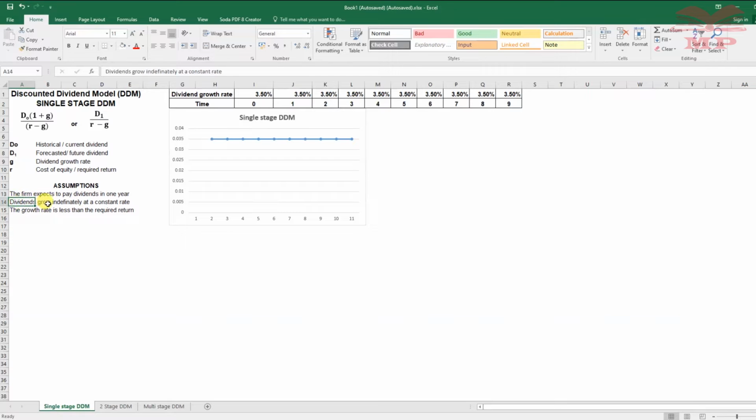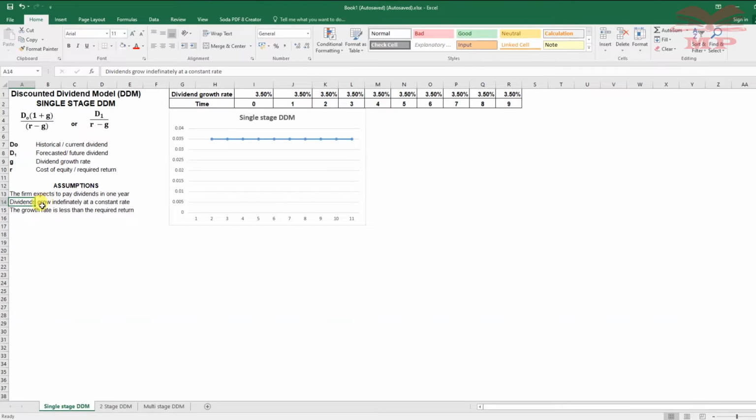The next assumption is that dividends grow indefinitely at a constant rate. So the growth rate is constant, and this graph depicts that constant growth rate. You can see the 3.5% growth rate in dividends is constant from time 0 through to time period 9, and indefinitely moving towards the right. So this graph tries to explain this second assumption.